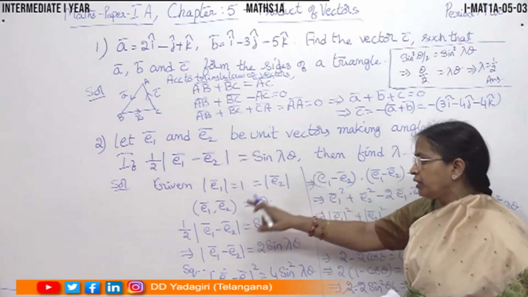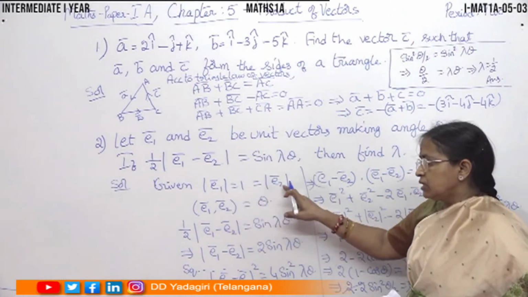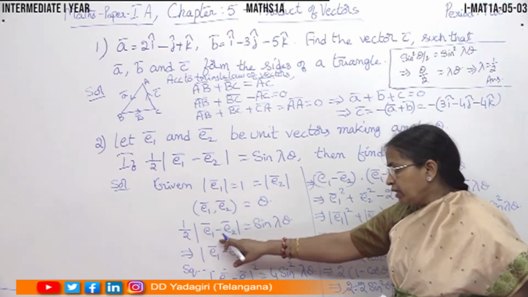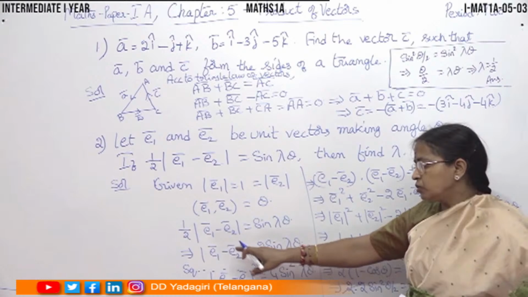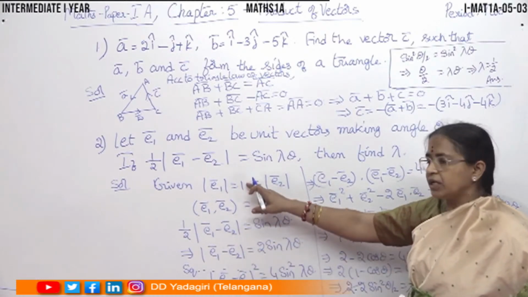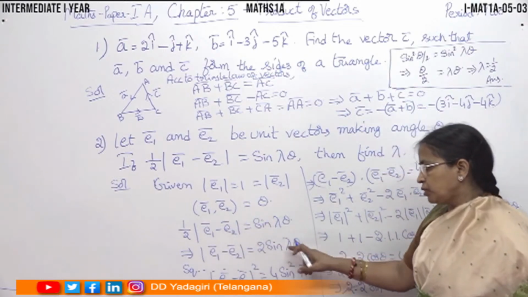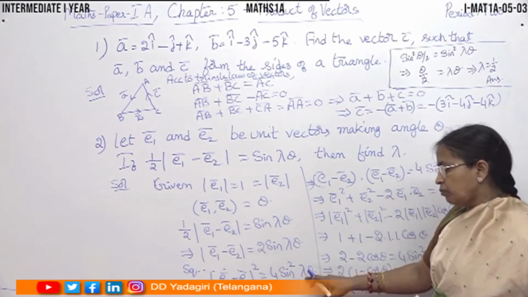Now, what is very important in this problem is that you are given E1 and E2 are unit vectors. So their modulus is 1. The angle between them is theta. So you are given this equation also, and you are simplifying this equation by substituting these values. So first you have taken 2 to this side and then squared on both sides.